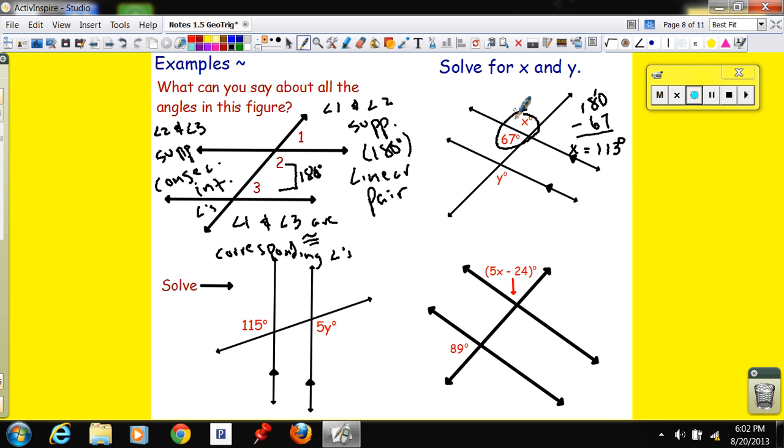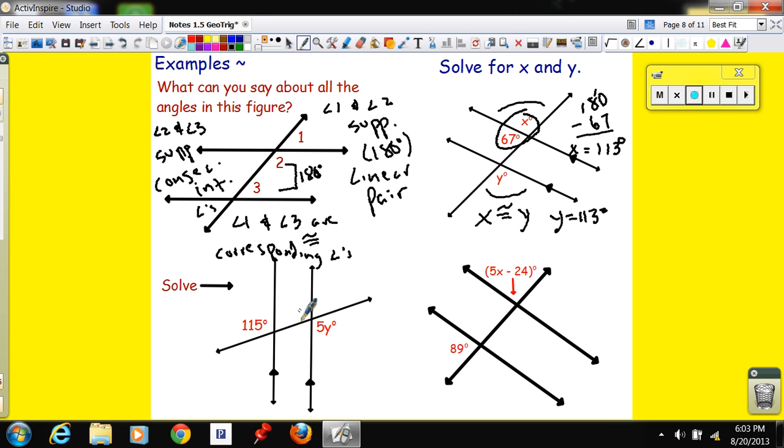And then x and y are alternating interior. X is congruent to y, so y has to equal 113 degrees. 113 for y. So x and y are both 113.